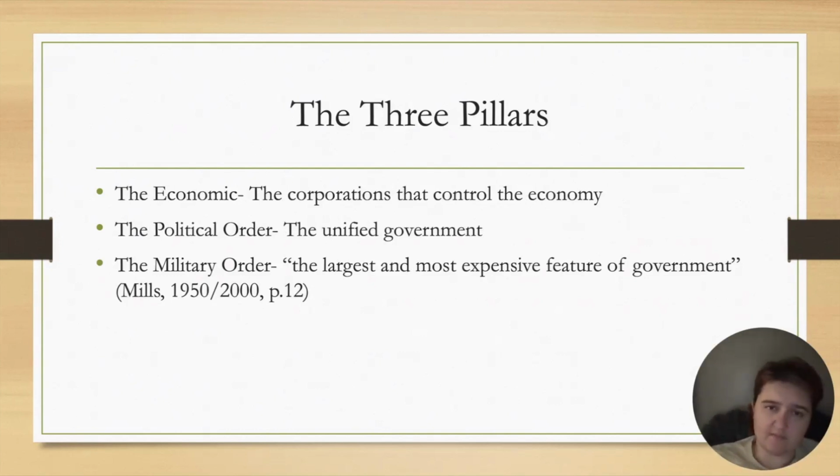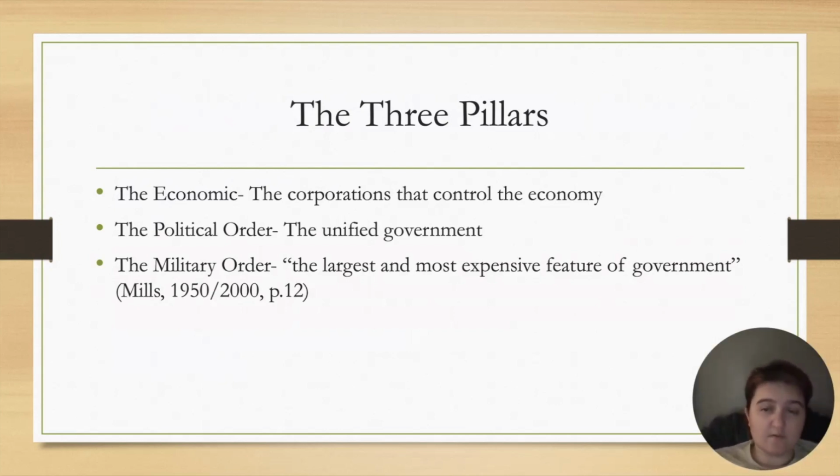When Mills talks about the three pillars, he's talking about the economic order, the political order, and the military order. The economic order refers to the few corporations that have a monopoly on the economy. At the time of publishing, he was referring to 200 to 300 corporations that were working together to make sure that they held complete control over all forms of the economy. The political order references the United States government and the people that control it, so like politicians. The political order was once very separated and was not stable. That is until there was one cohesive form of government that took control and now handles almost everything in day-to-day life. The military order is the United States military. That is one of the largest and most expensive features of the government.